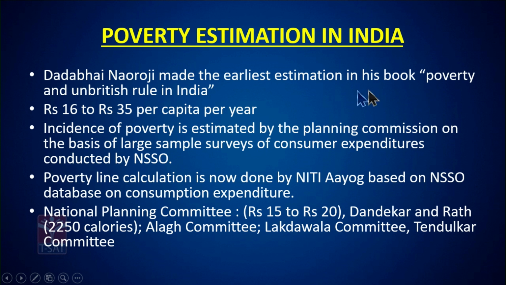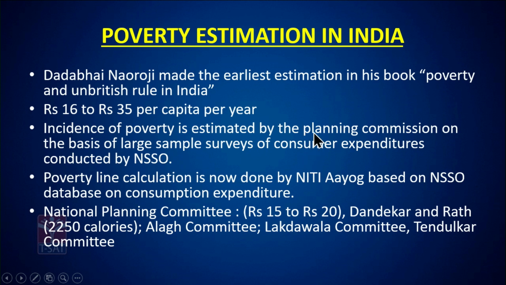In his famous book, Poverty and Un-British Rule in India, he stated that those whose spending is below the range of rupees 16 to rupees 35 per capita per year, this is per capita per year expenditure, such a kind of family is said to be suffering from poverty. Incidence of poverty is estimated in India.